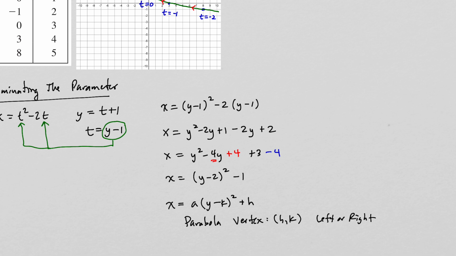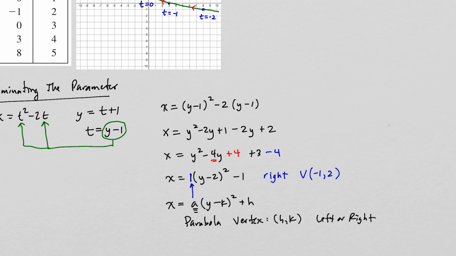And it opens left or right depending on the value of a. If a is positive, it opens to the right. If a is negative, it opens to the left. In our case, the number a in front here is equal to 1. And so this is going to open to the right, and the vertex is going to be (-1, 2).